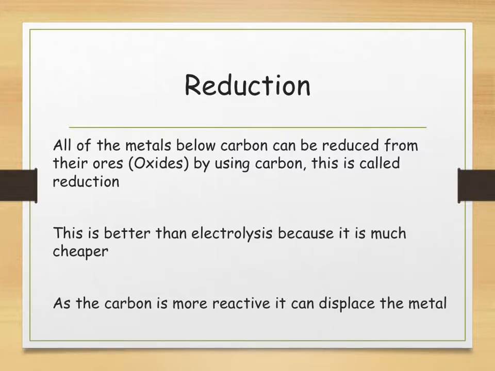Reduction can therefore be used to extract metals. Any metal below carbon can be reduced from their ores by using carbon. This is better than electrolysis for these metals because it is much cheaper than electrolysis. This happens as the carbon is more reactive and therefore can displace the metal. Which leads us on to the question, what is a displacement reaction?